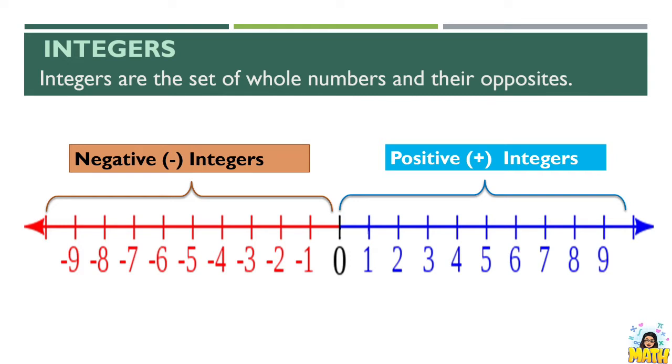For example, we have positive 7 and its opposite is negative 7. Positive 3 and its opposite is negative 3. And the number in the middle is the origin. 0 is also an integer, but it is neither positive nor negative. Wala tayong nilalagay na sign for 0.